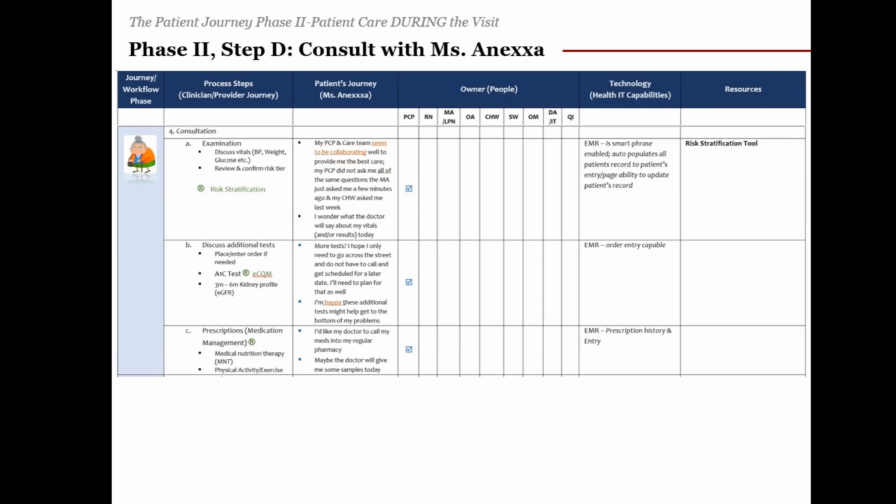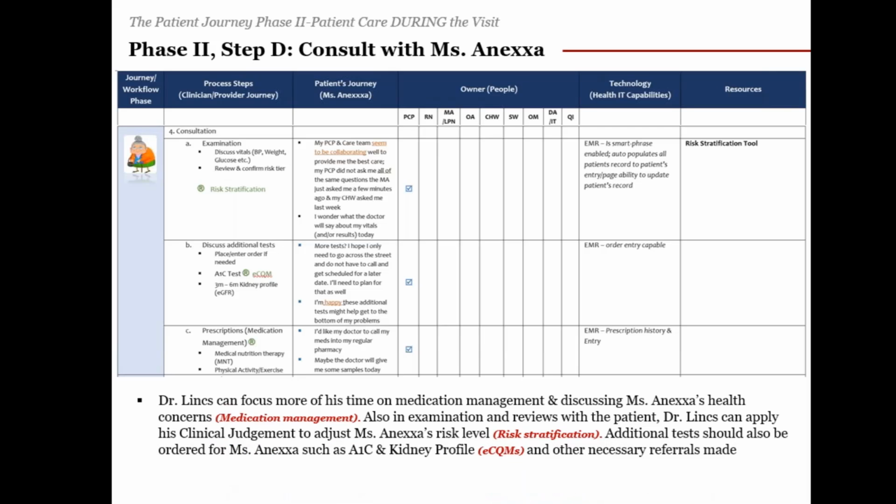So step B, now the patient has been prepped and roomed, and the physician goes in to see the patient. The focus of the physician here, or the provider, is medication management. Again, this is something that no other person on the care team can do. So this is something that they need to focus on.